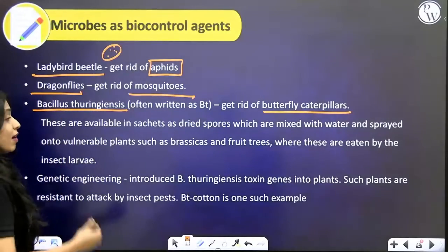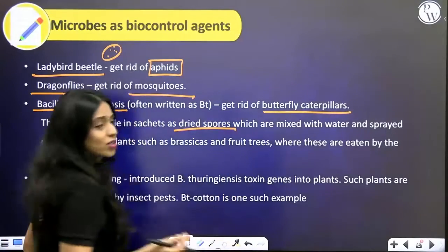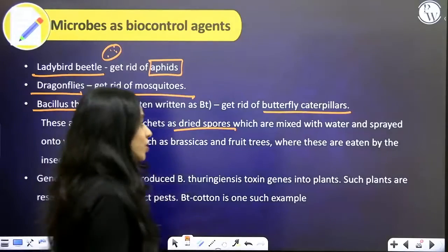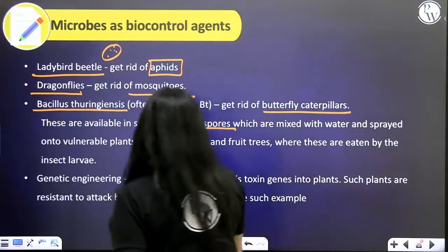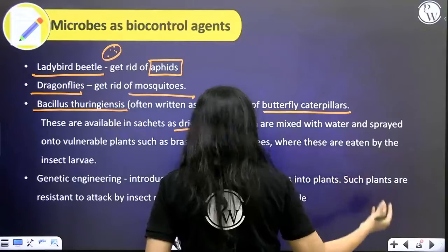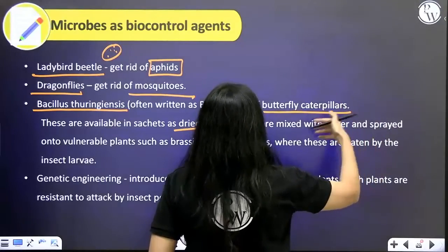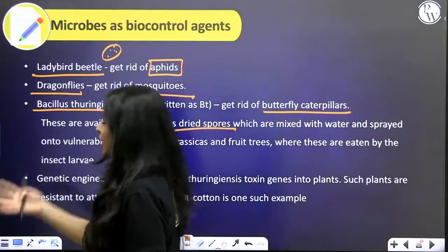These bacteria are available in the form of dried spores in sachets. So you mix them with water and spray them on the vulnerable plants, and whenever the caterpillars or the larvae feed on it, they will die.